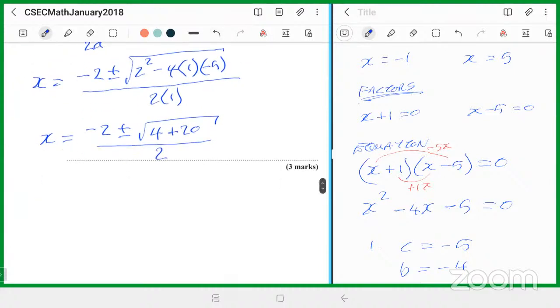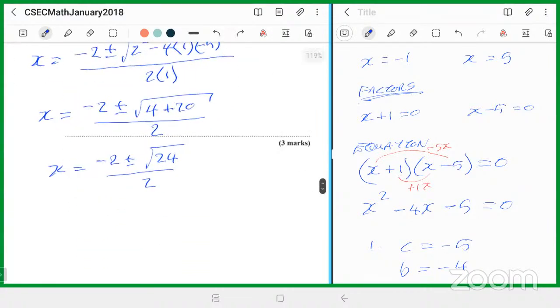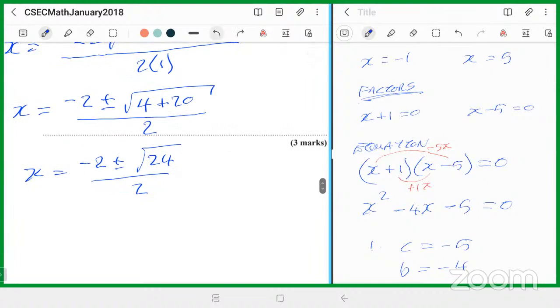I'm going to continue down here. So x becomes -2 plus or minus the square root of 24, divided by 2. Now this is starting to look similar to the given answer. You might say, where do I get the 6 from? If you put this in your calculator, and you have one of those textbook display calculators that I tell you that you must get, it will reduce it for you and show that it is -1 plus or minus √6. But let me show you how to get √6.